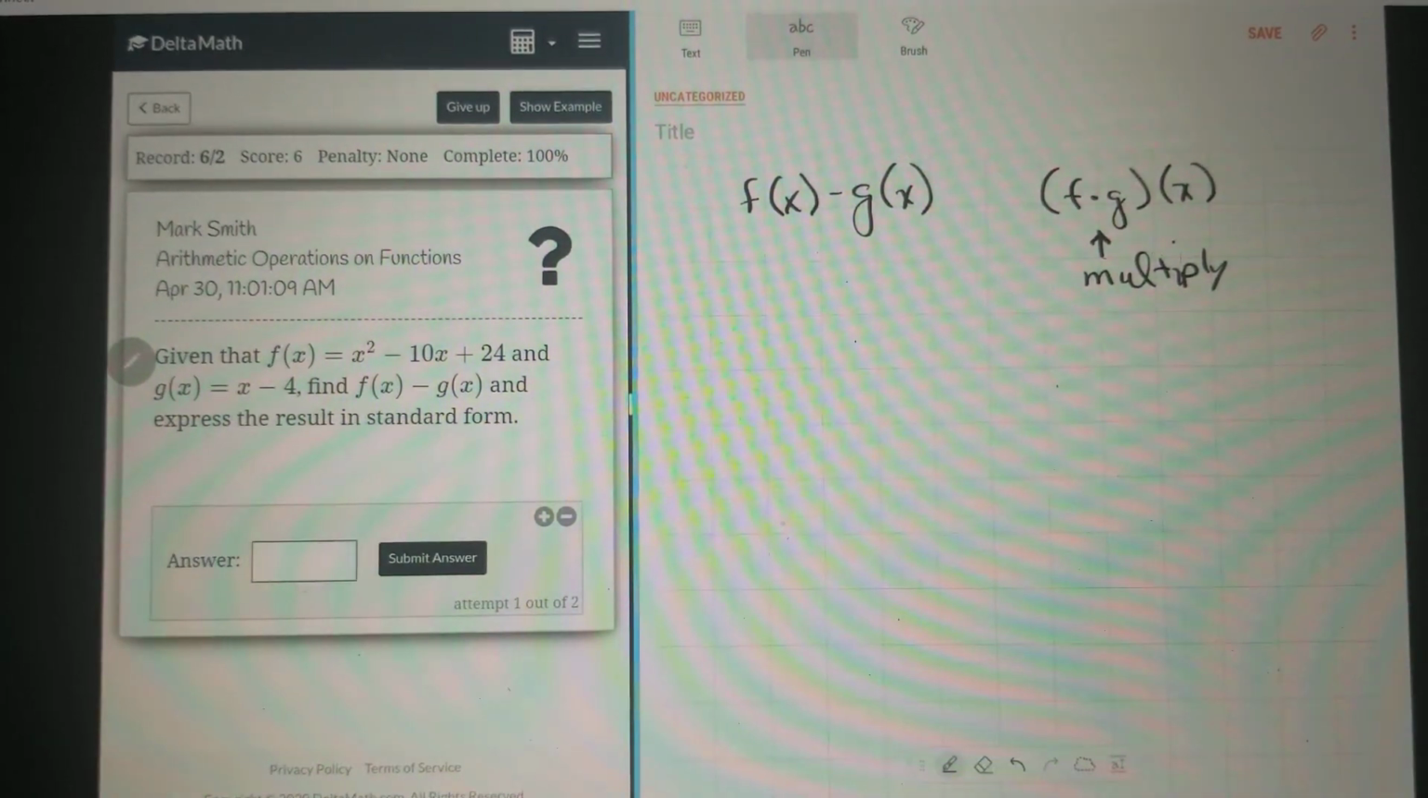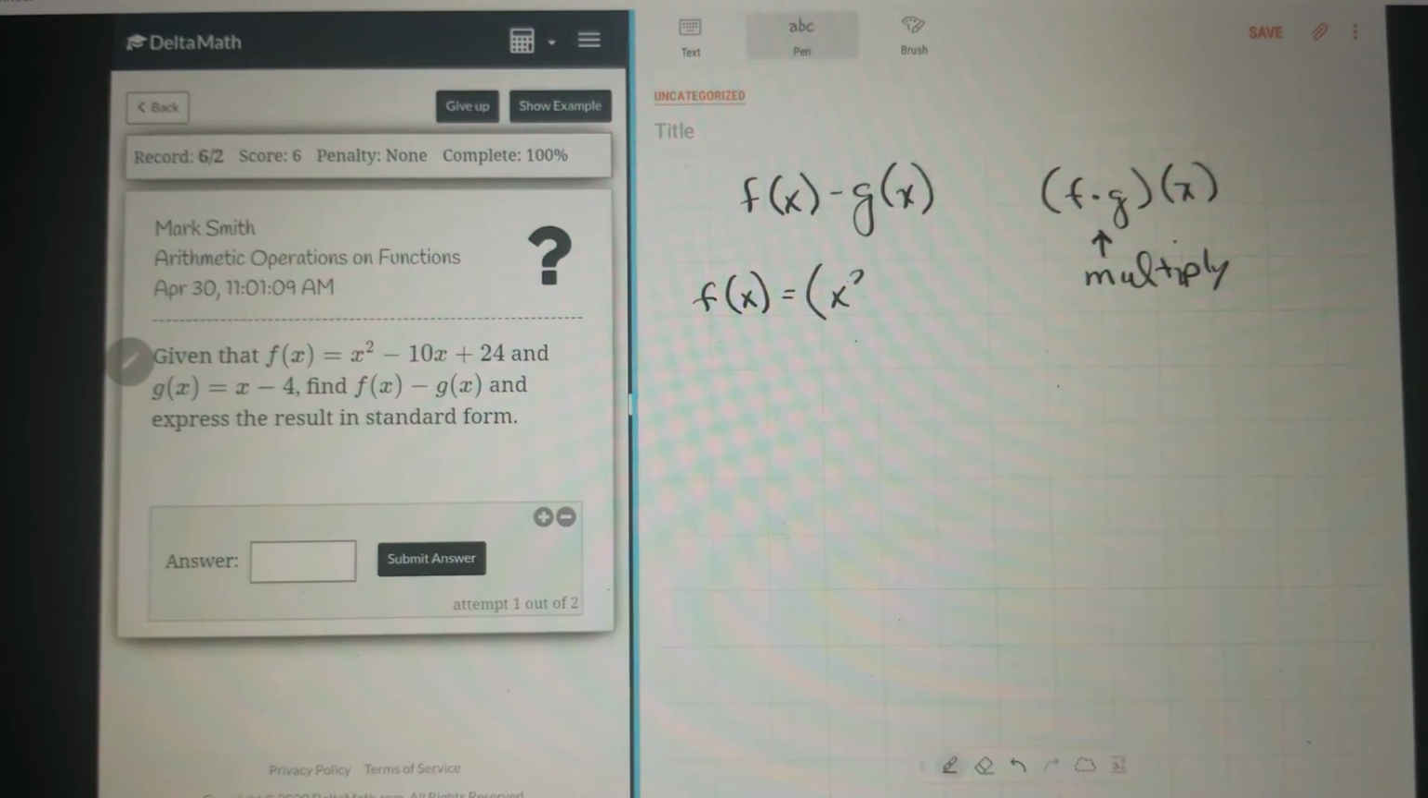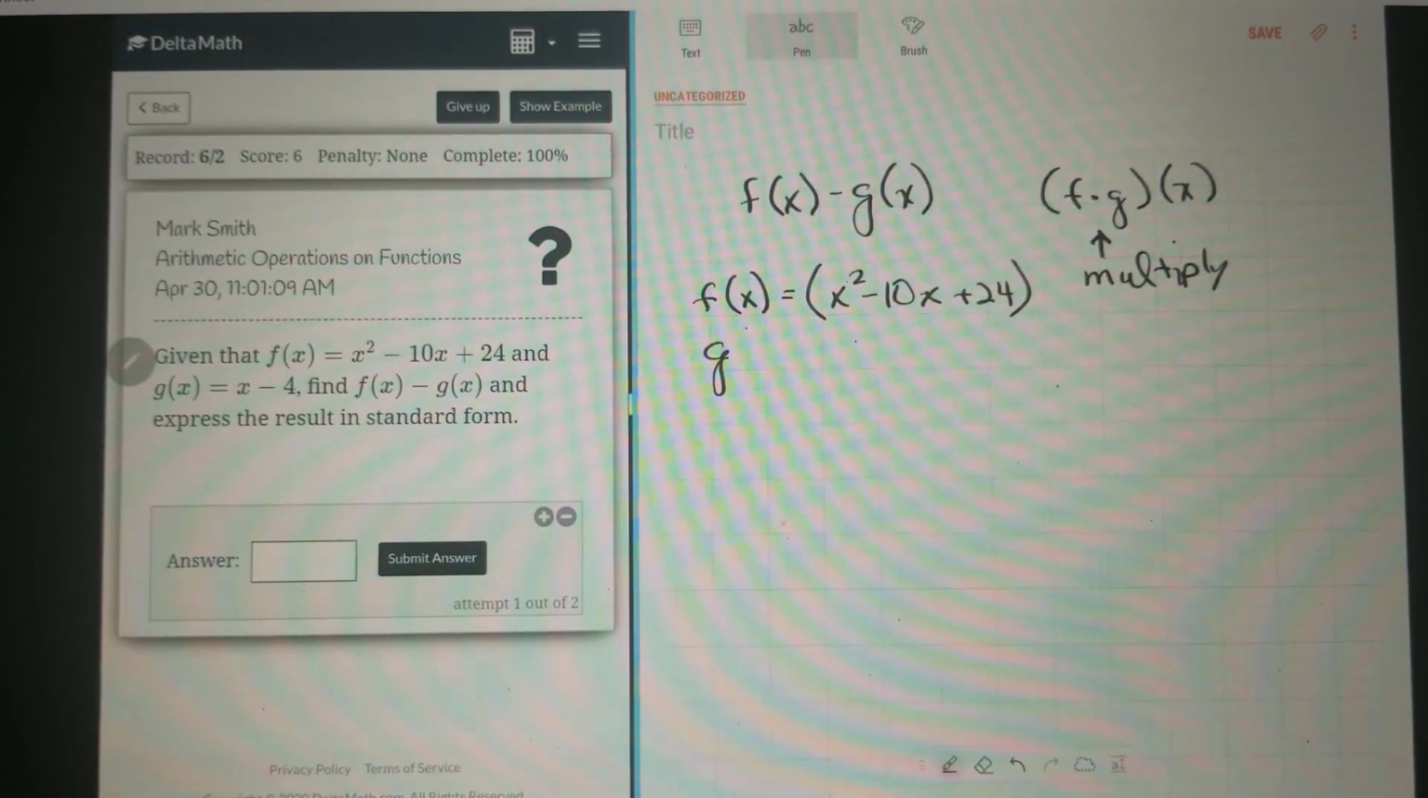So f of x, we see f of x over here is equal to, and I'm going to put it in the form that you guys have been seeing it on your problems. And g of x is x minus 4, and it says subtract them.